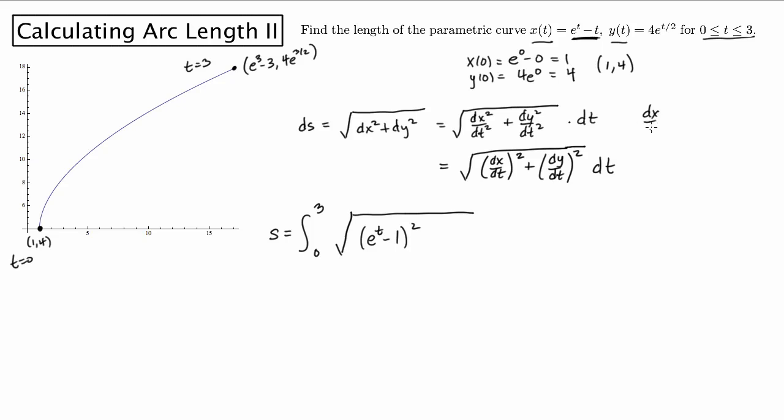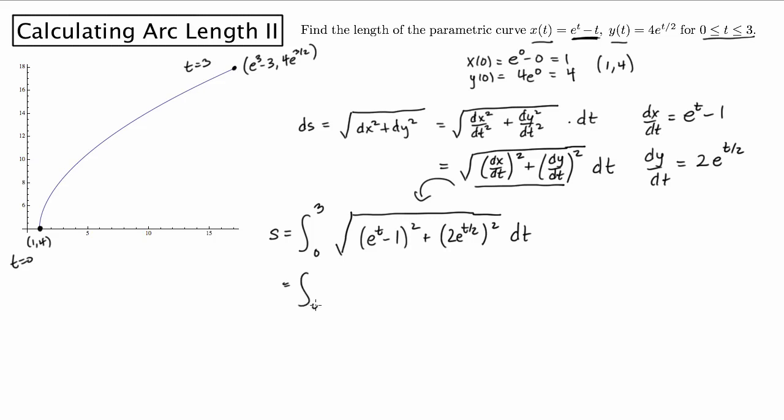So dx/dt for this example is e^t minus 1. And similarly, dy/dt is 2e^(t/2). Notice that you've got the 1/2 term coming out in front there with the chain rule. And so we've got our dy/dt term as well. And we're squaring both pieces and integrating with respect to t. So this is the arc length element I'm using for parametric curves, and this is the updated version for this particular curve.